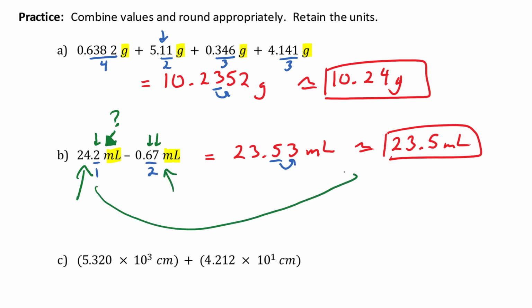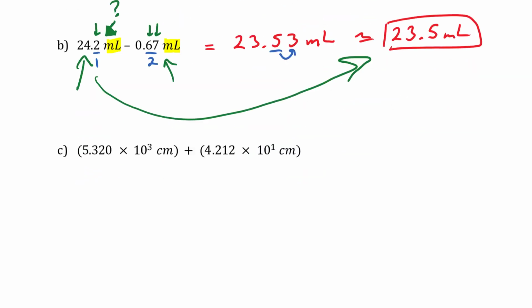As a result, when we do a calculation involving that value, we can't report it to 2 decimal places because we don't know what that second decimal place was on the 24.2. It could have been anything. And that's the reason why you must round to the fewest number of decimal places, or the highest place value if there are no decimal places.